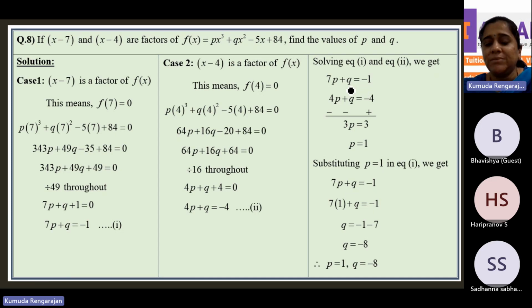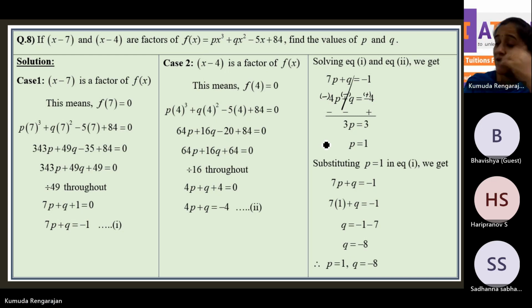What will happen? You'll get 11p plus 2q. Oh, you're getting p and q again. No, you don't want both. You want only one of them. So change the signs and see. Minus, minus, plus. Now q and minus q will get cancelled. Now you've eliminated q, so you have only p. Now proceed with this.